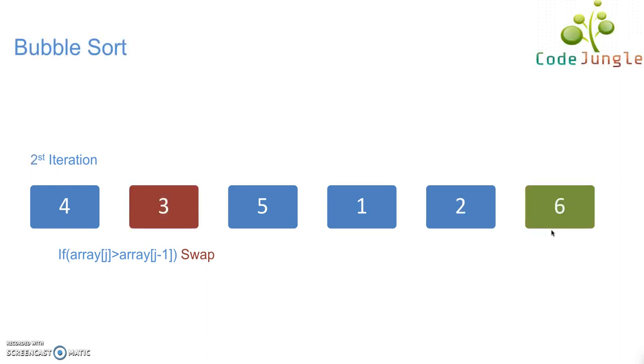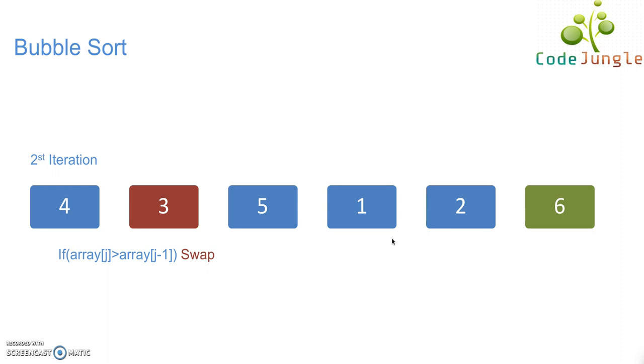And with this we complete our first iteration, and at the end of the first iteration we see that the biggest element of this array sits at the end of the array. Now let's move to the next iteration.